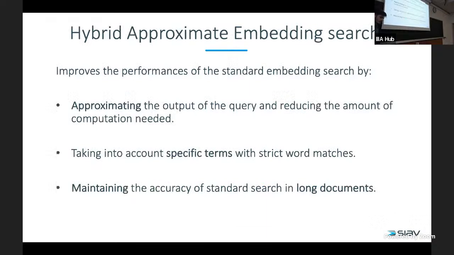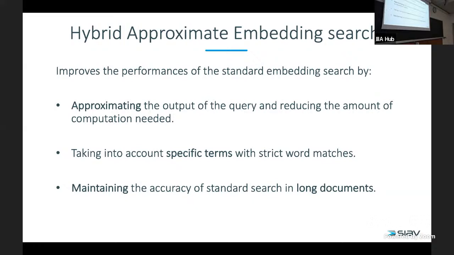To wrap up what we just explained and to get the clear comparison between the standard embedding search, we can show 3 points. The first is the fact that by approximating the output of our query, we are reducing the computation needed and therefore we are improving its performances. Also, by using the hybrid approach, we are taking into account the specific terms which were otherwise ignored by the embedding model. And at the same time, when talking about long documents, the full text search is usually quite effective because there are a lot of words and therefore you increase the probability of matching at least one of them.